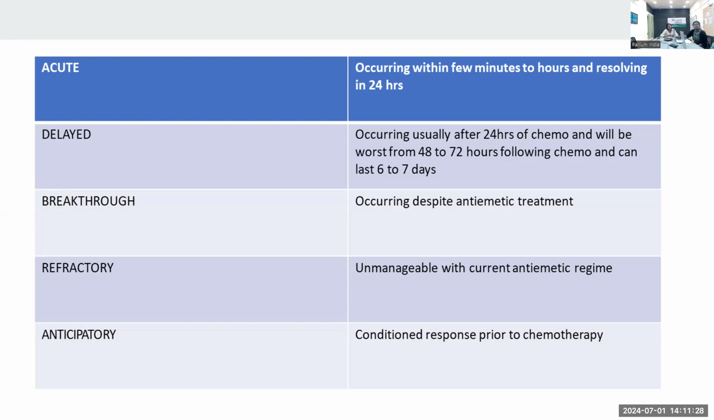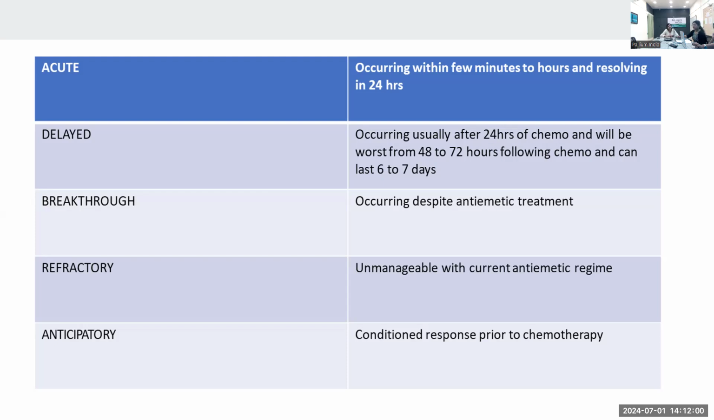Now, the third one, breakthrough vomiting. You have given an antiemetic. A patient had come to you for chemo. You have prescribed antiemetic, and then also he or she is getting a few episodes of vomiting. That's known as breakthrough vomiting. You have given antiemetic, but in spite of that, they are getting a few episodes of vomiting. You have also learned about breakthrough pain, right? Like that, in vomiting also we can get breakthrough episodes.